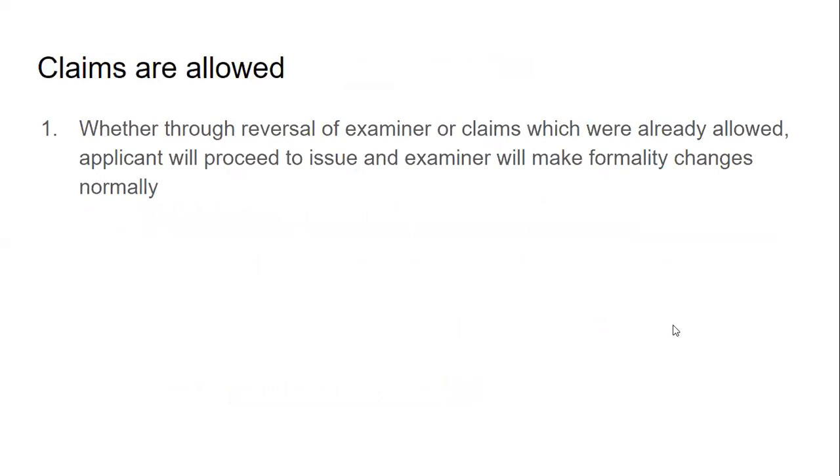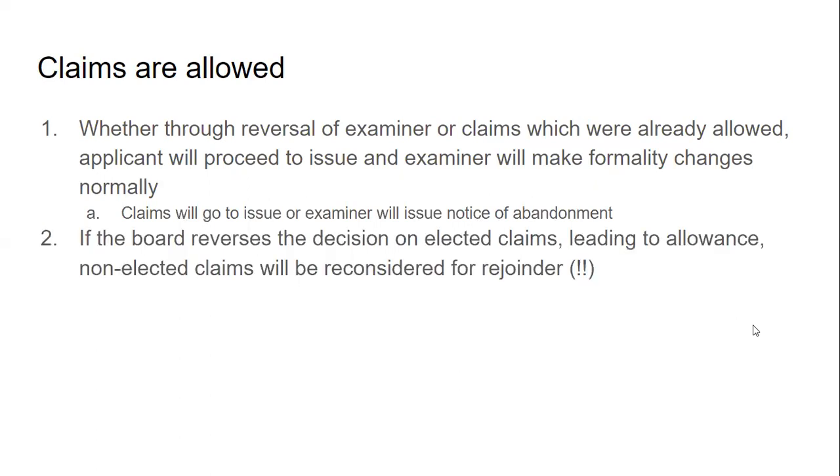Now if claims are allowed, whether through a reversal of the examiner or claims which were already allowed, the application will proceed to issue, and the examiner will make those formality changes normally. If it's an Ex parte Quayle, the one that's almost in condition for allowance, the examiner will just make those changes a lot of times. So the claims will either go to issue or the examiner will issue a notice of abandonment, the two routes here. Now, if the board reverses the decision on elected claims leading to an allowance, then those non-elected claims can be reconsidered for rejoinder.